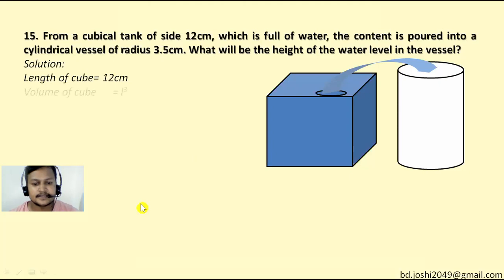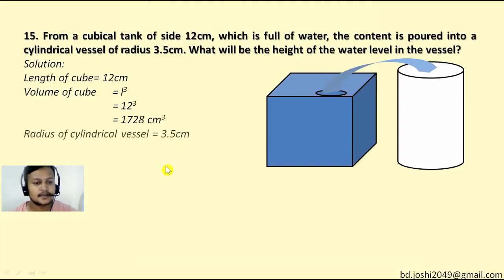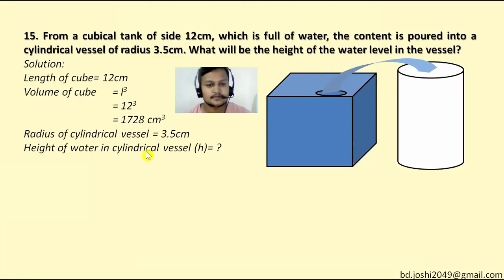Length of cube is 12 centimeter. So volume of cube is L cube. You know the formula. Volume of cube is equal to L cube, which is 12 cube. Find out the cube of 12. 1728. 1728 cm cube. Okay. And radius of cylindrical vessel is 3.5 centimeter. So height of water in cylindrical vessel that is asked to us. यही कुरा सोधेको छ that we have to find out here.